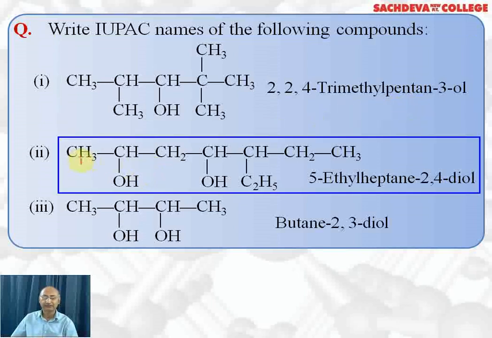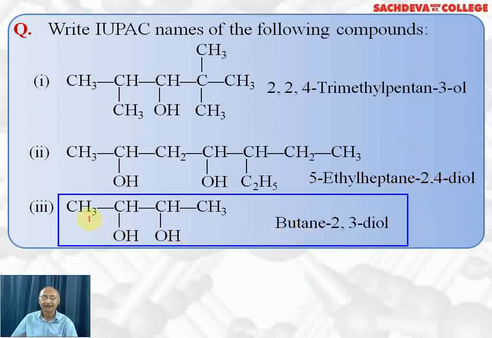Next compound, counting will start from this side. 1, 2, 3, 4, 5, 6, 7. At the fifth carbon, an ethyl group is attached, 5-ethyl. Total carbon atoms are 7, heptane, 2,4-diol. There are 2 OH groups, so we call it diol. So it is 5-ethylheptane-2,4-diol. Here the E has to be retained because what follows is not a vowel, it is di. That's why the E is to be retained.